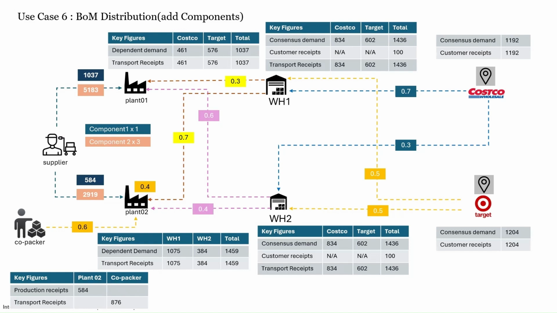Similarly, plant 1 and 2 are fulfilling the demand of warehouse 1 and 2. Warehouse 1 is getting 30% of its demand fulfilled from plant 1 and 70% from plant 2, whereas warehouse 2 is getting 40% of its demand fulfilled from plant 2 and 60% from plant 1. Also, plant 2 is co-manufacturing with a co-packer, and 60% comes from the co-packer, whereas 40% is in-house manufacturing. And also we have a component: 1 unit of component 1 goes into 1 unit of the finished product, whereas for component 2, 3 units of this component go into 1 unit of the finished product.